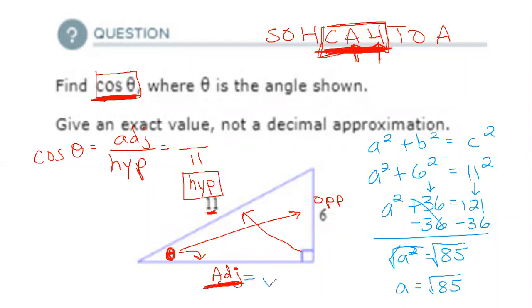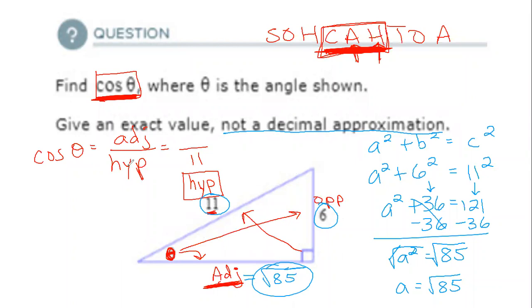That being my adjacent side. That's the length, and that's not a whole number. That's not something I can simplify, so I'm going to leave that as square root of 85 because it tells us to not use a decimal approximation. Now I have my three sides. My hypotenuse is 11. My opposite side is 6. My adjacent side is the square root of 85.